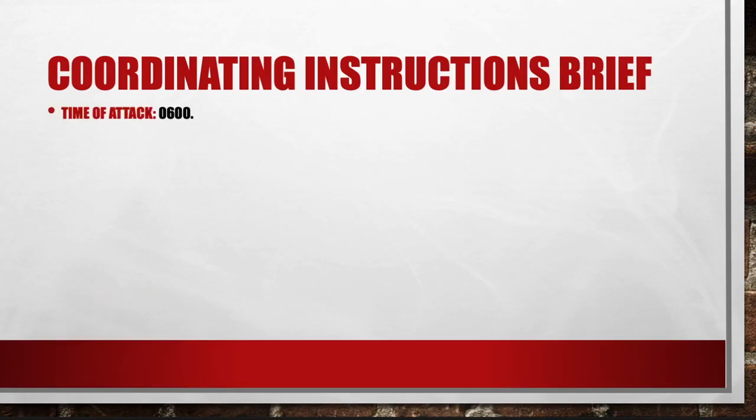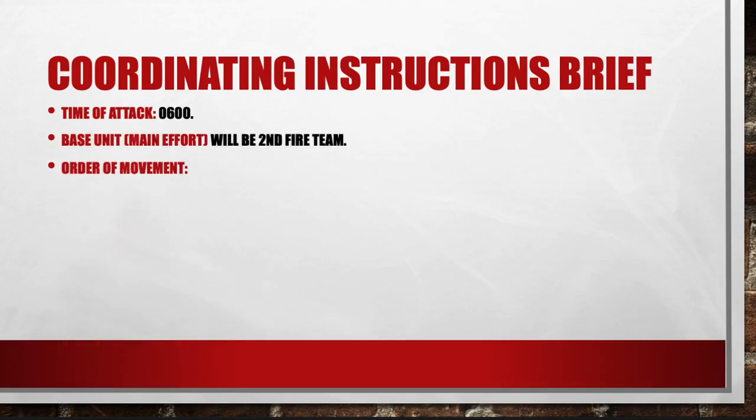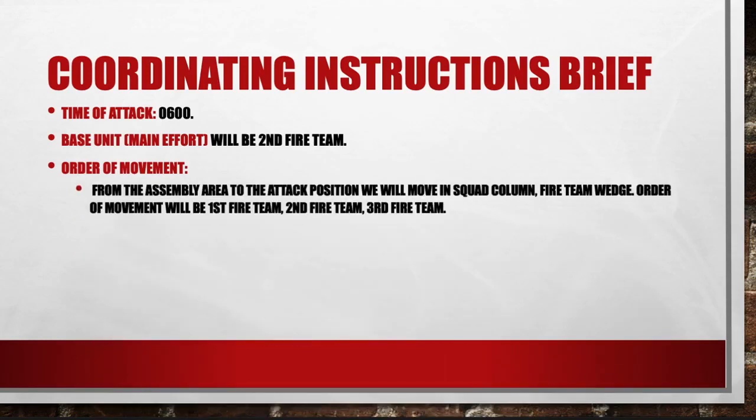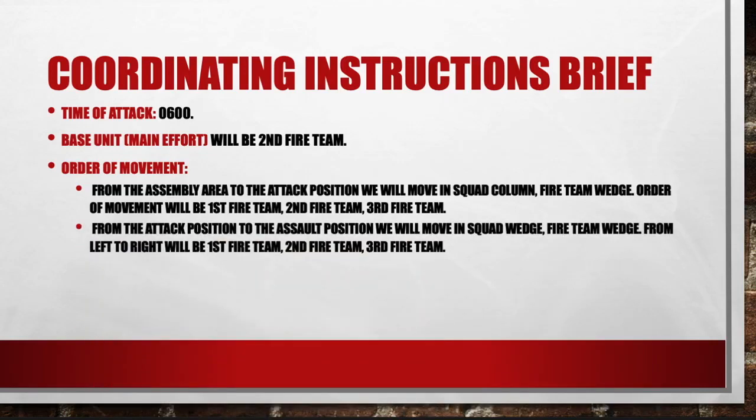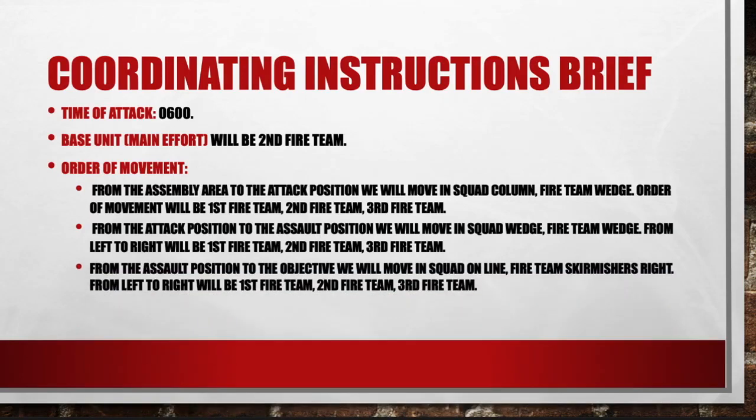Time of attack, 0600. The base unit will be 2nd Fire Team. Order of movement, from the assembly area to the attack position, we will move in squad column, Fire Team Wedge. Order of movement will be 1st Fire Team, 2nd Fire Team, 3rd Fire Team. From the attack position to the assault position, we will move in squad wedge, Fire Team Wedge. From left to right will be 1st Fire Team, 2nd Fire Team, 3rd Fire Team. From the assault position to the objective, we will move in squad on line, Fire Team Skirmishers right. From left to right will be 1st Fire Team, 2nd Fire Team, 3rd Fire Team.